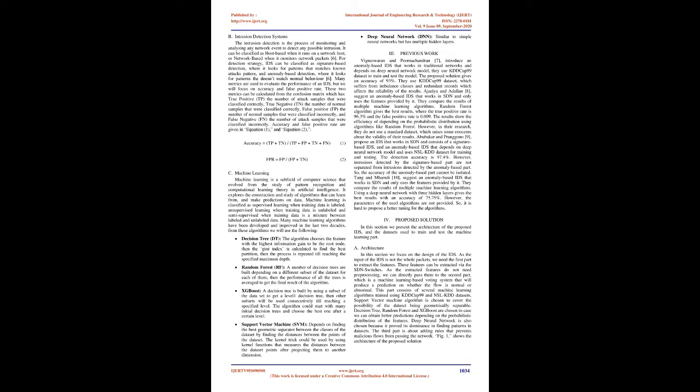Decision tree, DT. The algorithm chooses the feature with the highest information gain to be the root node, then the Gini index is calculated to find the best partition, then the process is repeated until reaching the specified maximum depth. Random forest, RF. A number of decision trees are built depending on a different subset of the dataset for each of them, then the performance of all the trees is averaged to get the final result of the algorithm.